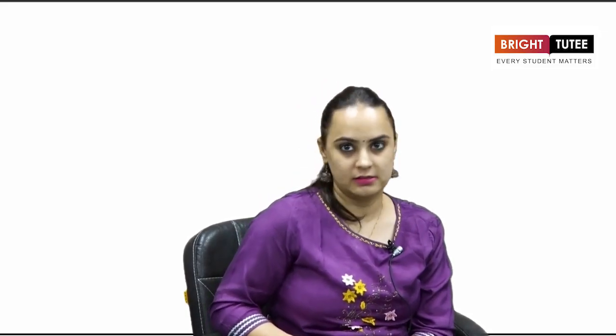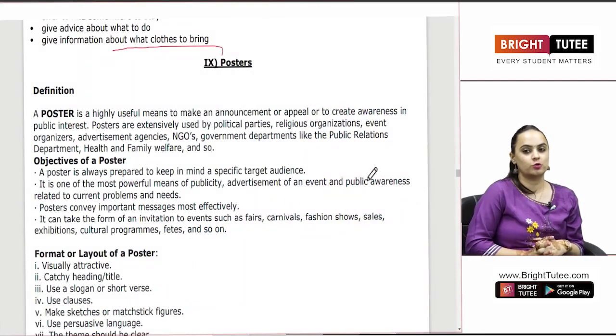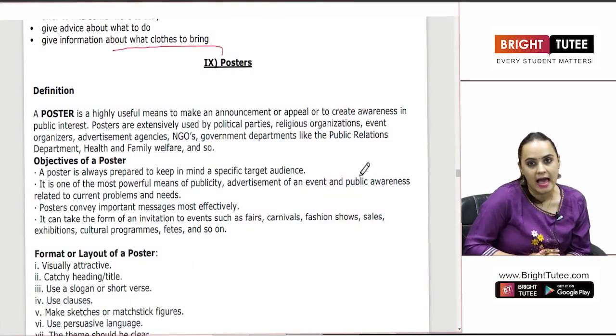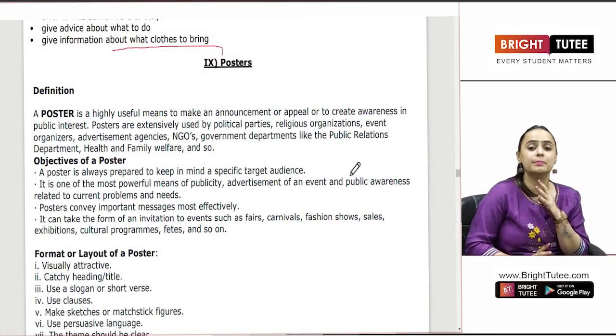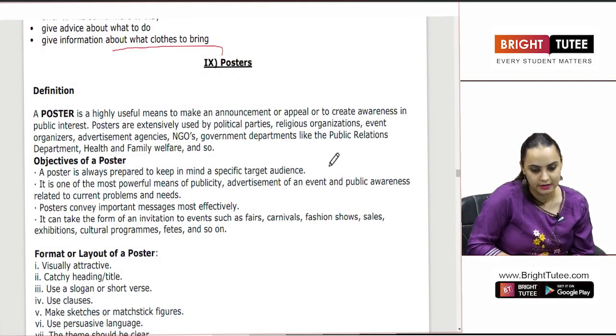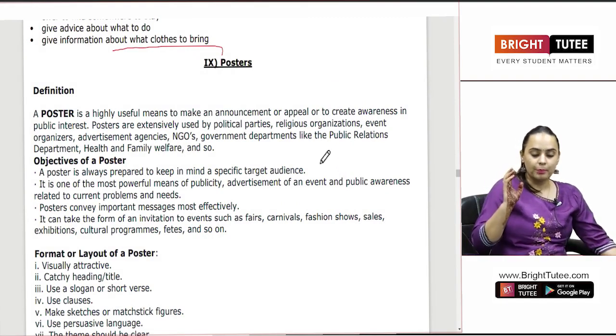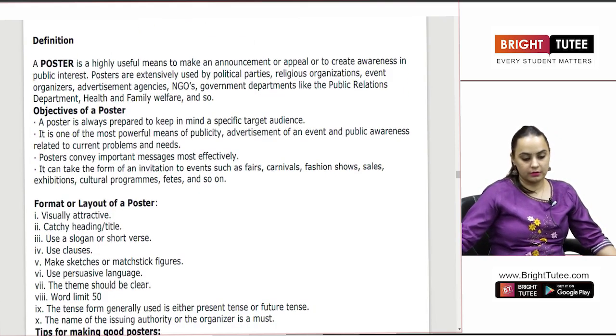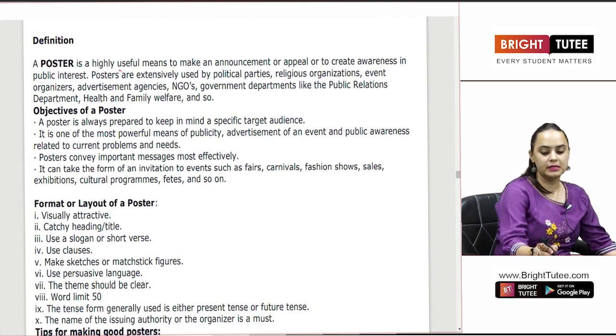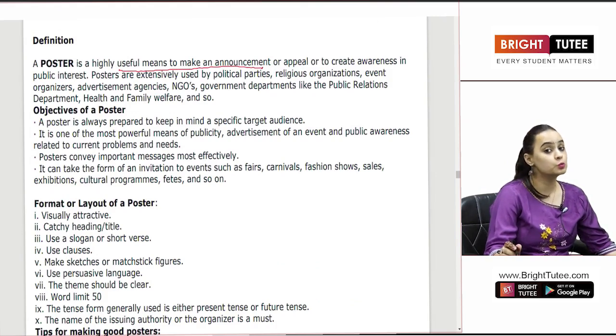Hello dear students, welcome to another lecture, and in this lecture we are going to begin with another writing skills topic, which is posters. Now posters, among all, is the topic wherein you get a chance to showcase your creativity and your artistic skills in the maximum possible manner. Now poster is a useful means to make an announcement.